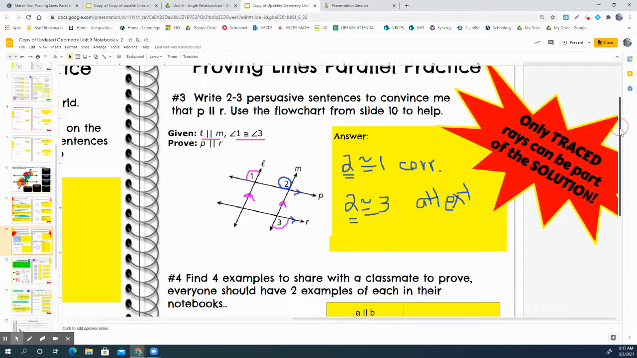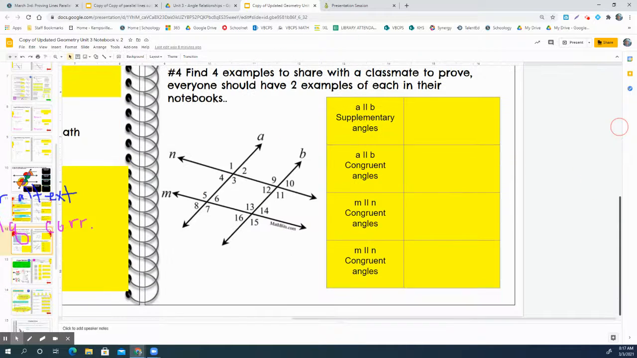Okay. This is where we're going to try Zoom Bomb. I don't know if it'll work, but I want you to try to give me an example of a pair of supplementary angles that will prove A and B parallel. So if I'm trying to prove A and B parallel, what's one example of a pair of supplementary angles that will do it?